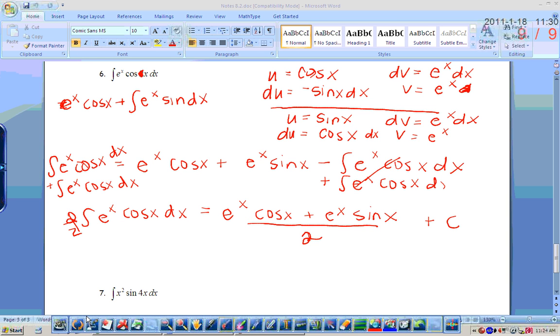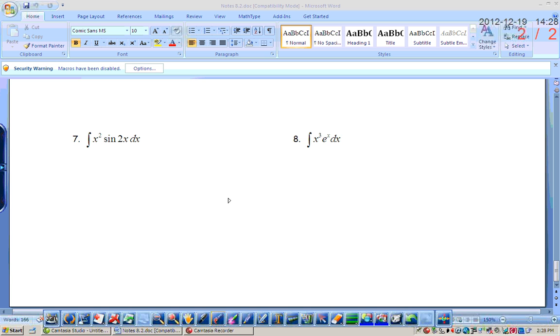The way that you recognize these problems is that it's pretty much always going to be an e to the x times a trig function, either sine or cosine, because I'll be nice to you. None of the derivatives will go to 0. It doesn't matter which one you pick for u and which one you pick for dv. Now on number 7, we can use the chart method. The book calls this the tabular method. So if you see that in the book, it's the same thing.